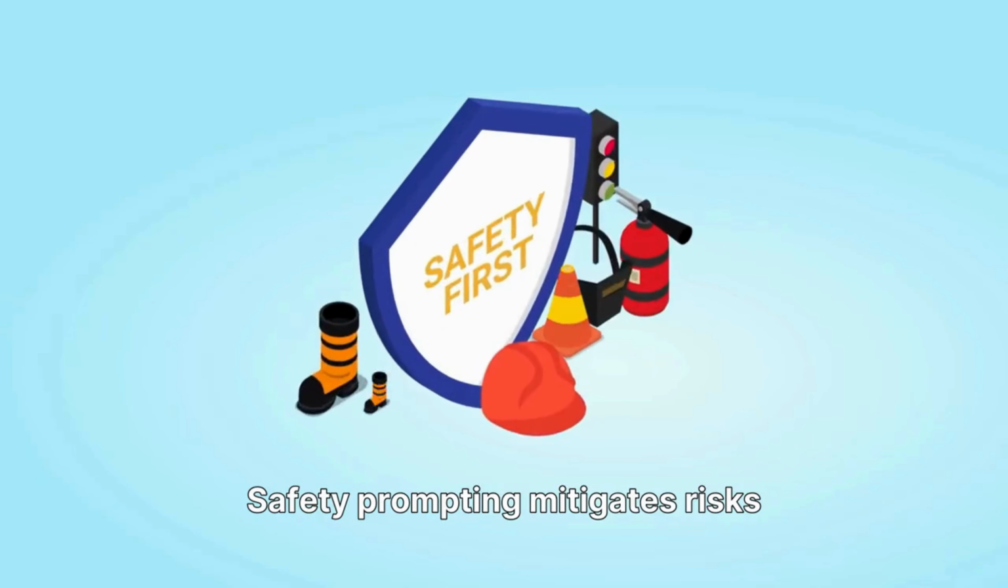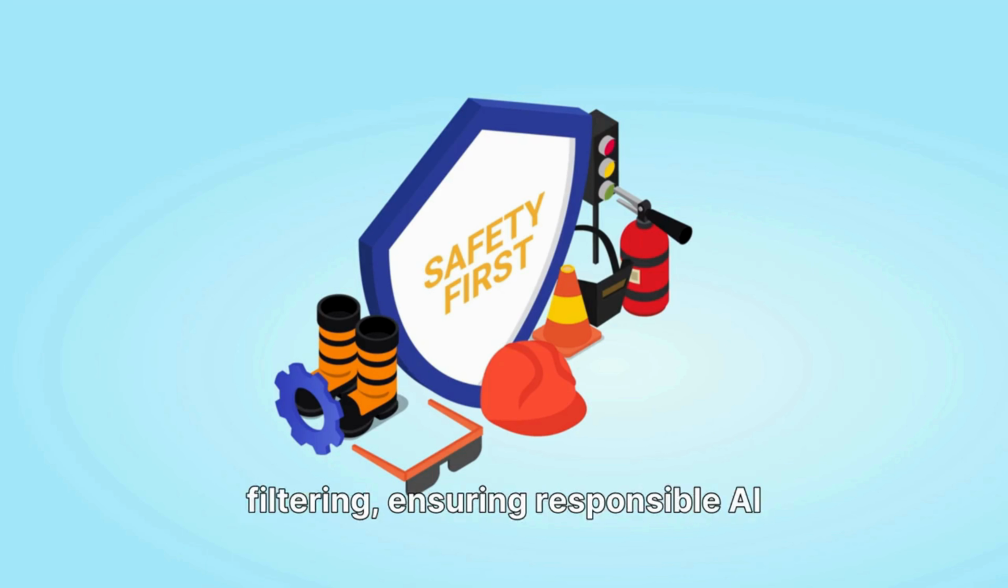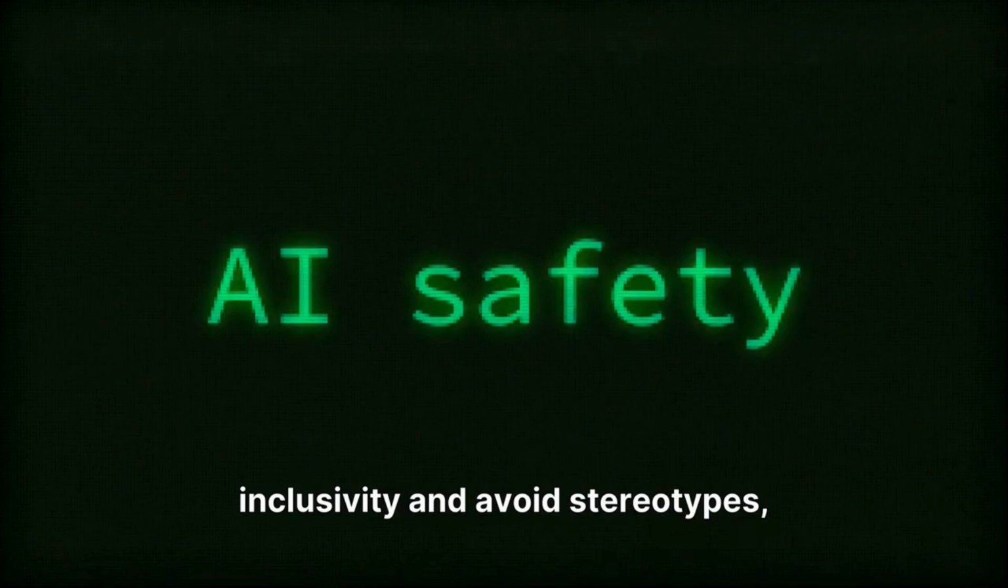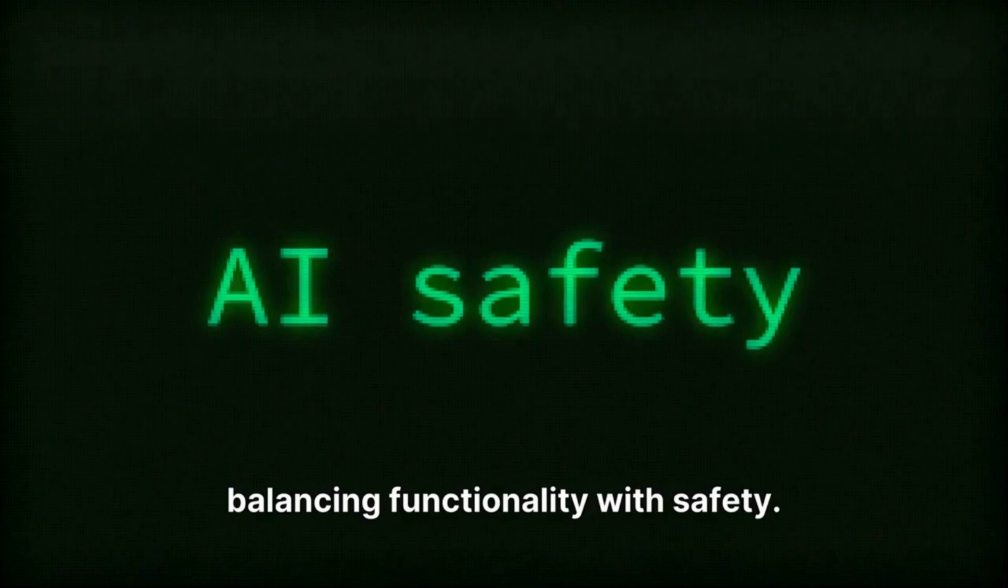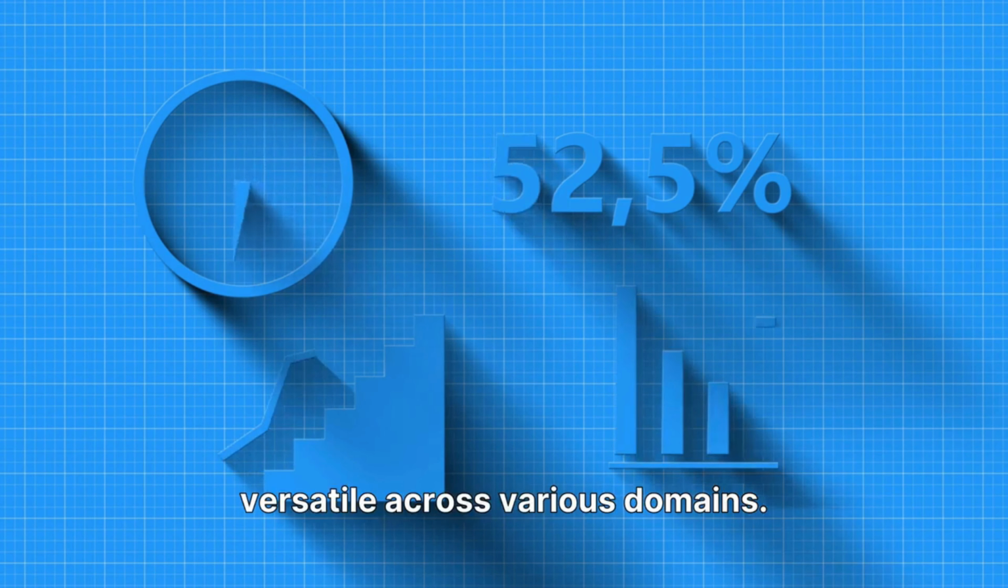Safety prompting mitigates risks like harmful content by using techniques such as explicit constraints and output filtering, ensuring responsible AI outputs. An example is a safety-enhanced marketing prompt that includes instructions to ensure inclusivity and avoid stereotypes, balancing functionality with safety. Prompting techniques are highly versatile across various domains.